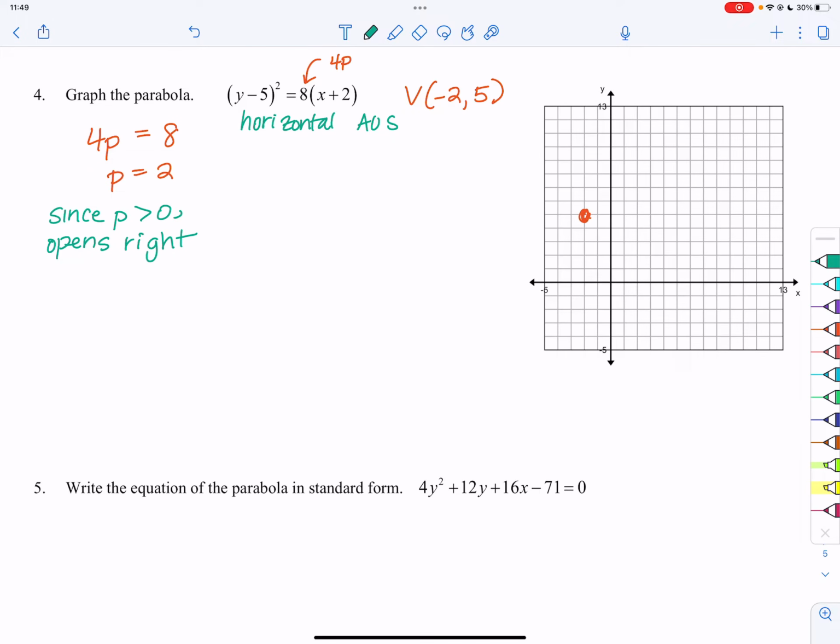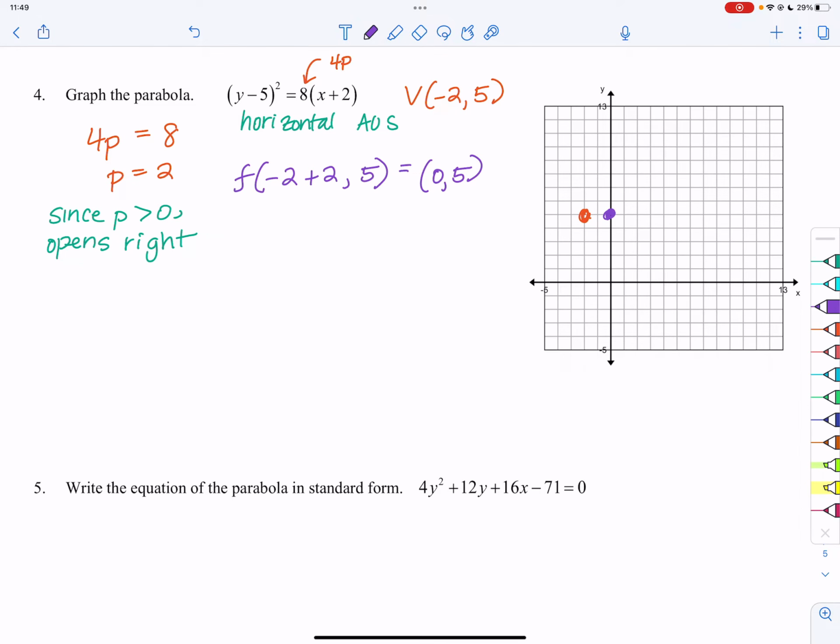Okay, so now let's go ahead and come up with our focus. We already have our vertex. So our focus is going to be that x coordinate of the vertex. And now we're going to add p and then keep our y coordinate of the vertex. And so that's going to be 0, 5. And there is our focus.